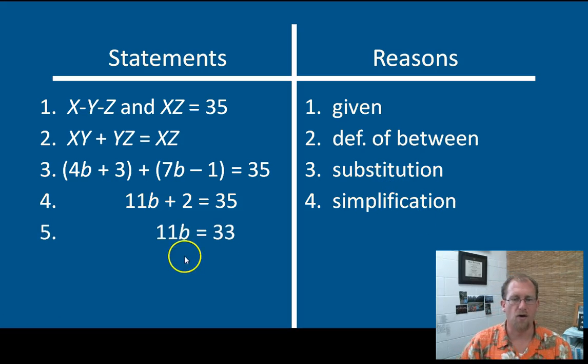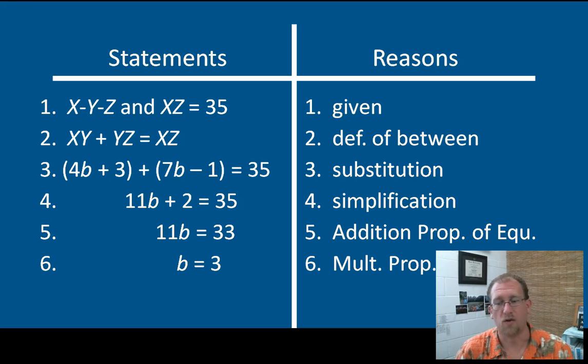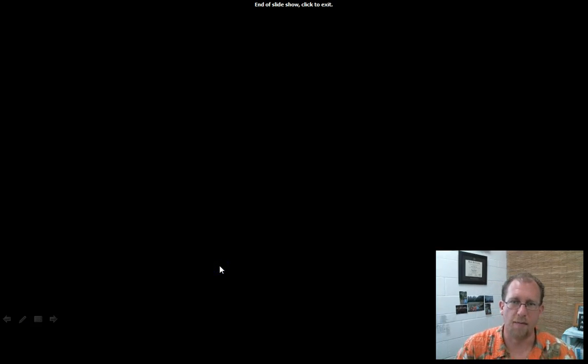Okay. Now I have 11b equals 33. What did I do? I subtracted 2 from both sides. And when I did that, I added negative 2 to both sides. I added the same thing to both sides. That's the addition property of equality. Okay. Now I'm going to get b by itself. I'm dividing both sides by 11, or you could say I'm multiplying both sides by 1 over 11. That is the multiplicative property of equality. Okay, and then I have my answer. Okay, b equals 3. So those are some examples of algebraic proofs.